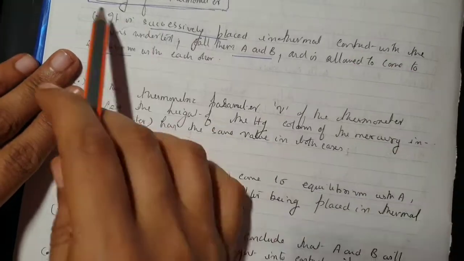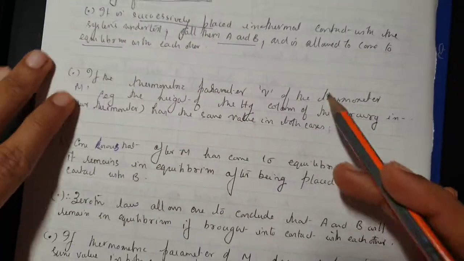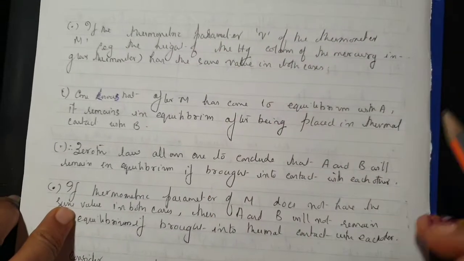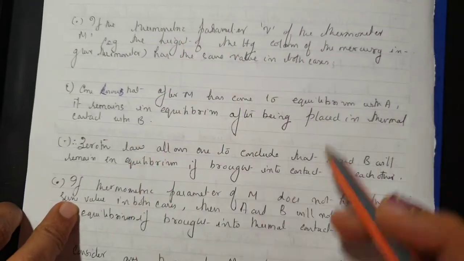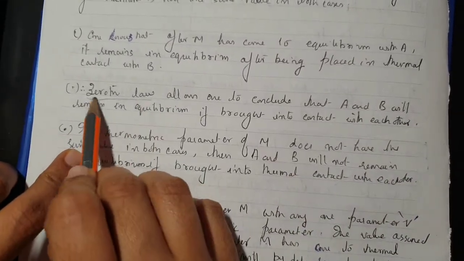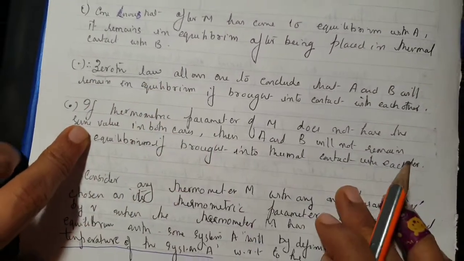Okay, so this is the working of a thermometer. It's all written in the language of thermodynamics. Whatever I explained now, they just wrote it in words. And also you should mention that it obeys the zeroth law of thermodynamics.